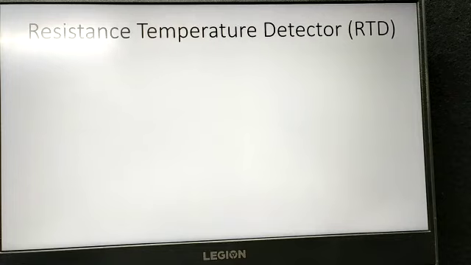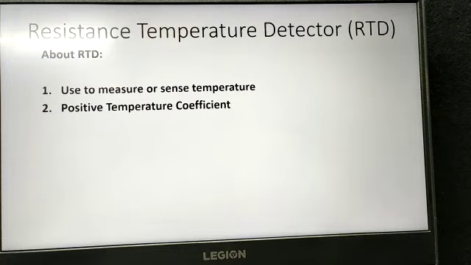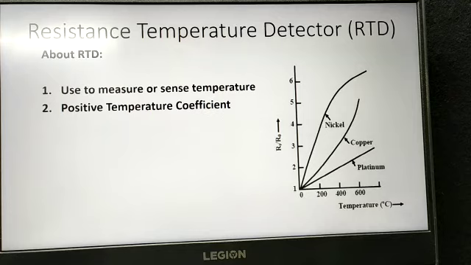Now, resistance temperature detector. First thing is about the RTD. The first point is RTD is used to measure or sense the temperature. The second point is it has a positive temperature coefficient. Now this we will understand with the help of a graph.